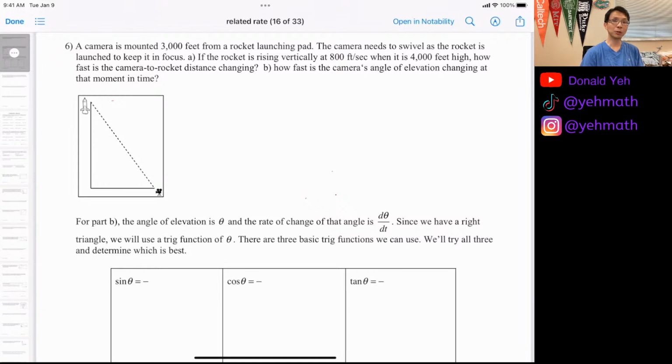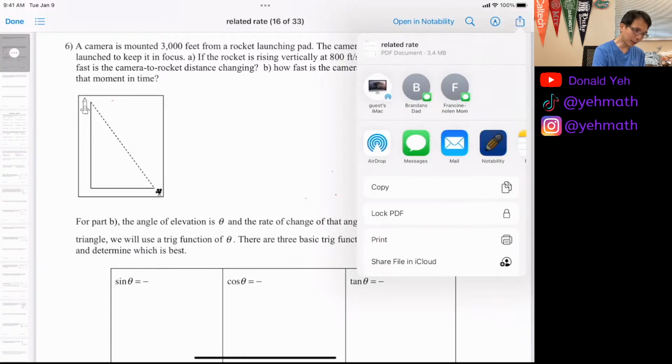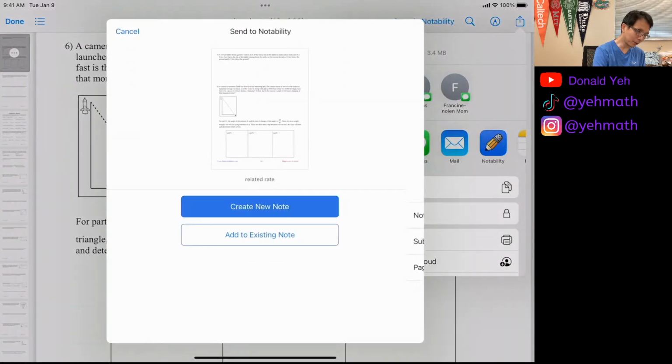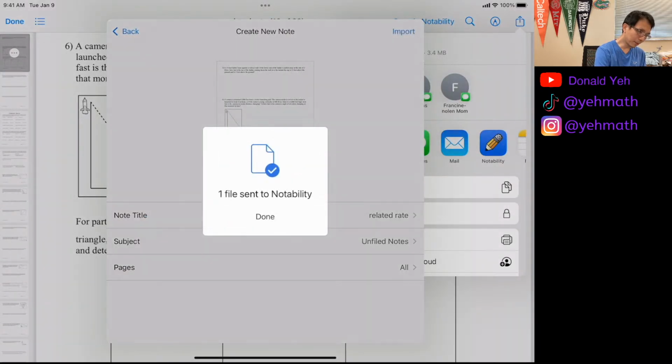So you don't even have to do drawing here. They already give you the drawing. A camera is mounted 3000 feet away. So let's go back and do 3000, and let's look at this. And you cannot tell me you don't know how to do this.